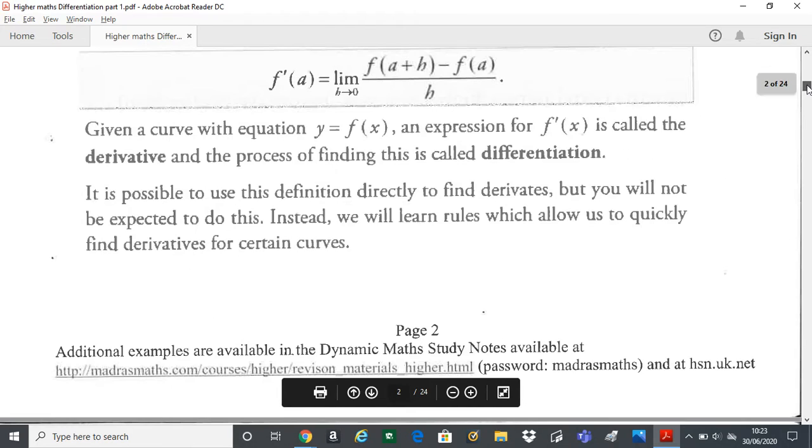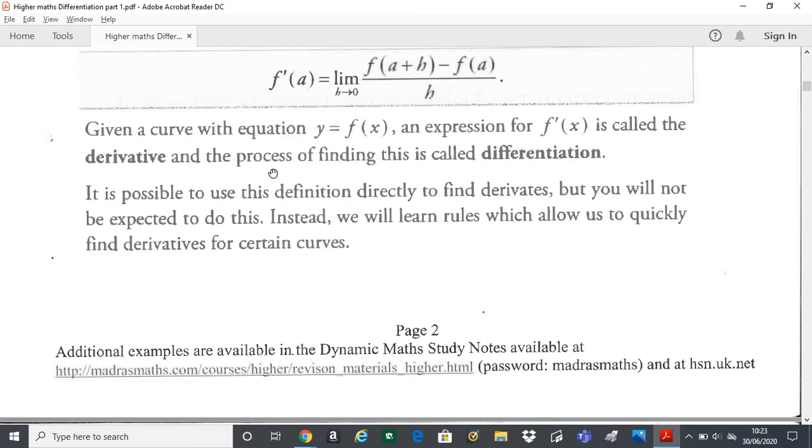But as it says down here, an expression is called a derivative. So once we've differentiated, we get the derivative, and the process of finding this is called differentiation. It is possible to use this definition directly to find derivatives, but you will not be expected to do this. Instead, we will learn rules which allow us to quickly find derivatives for certain curves.